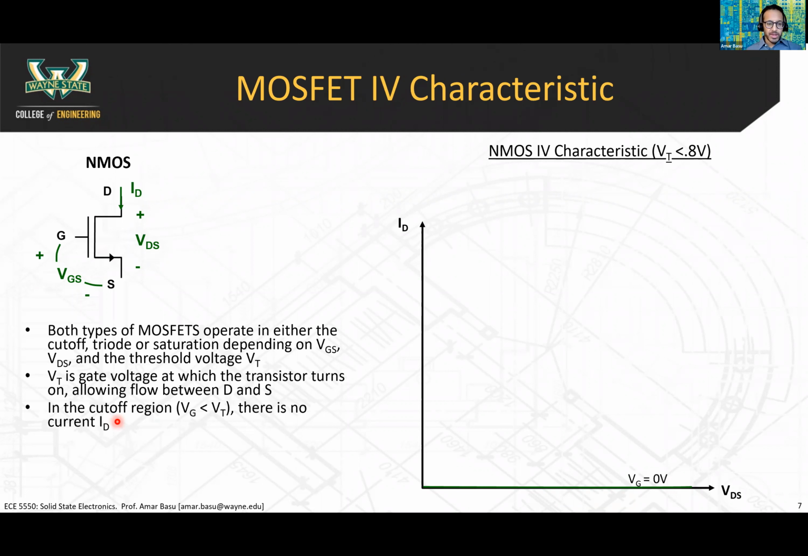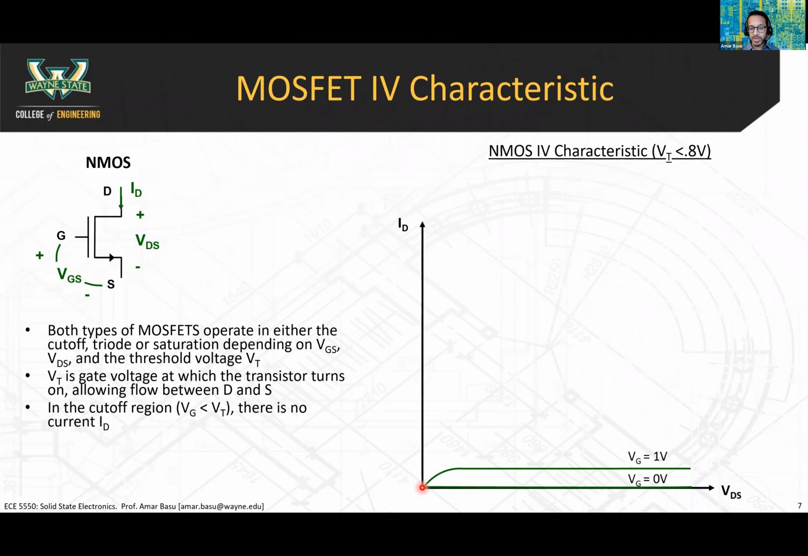The next curve is when VGS is equal to 1 volt. The threshold voltage for this example is 0.8 volts. That means the gate to source voltage is greater than the threshold voltage, so this channel is now on. Current can flow through this region. That's why you can see that the current is non-zero here.